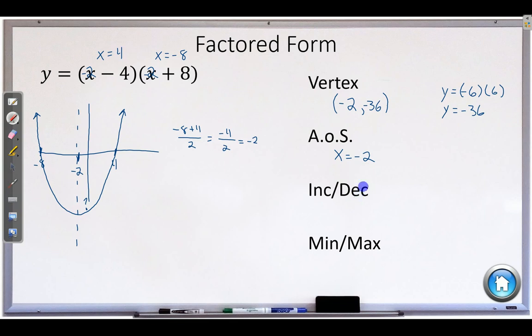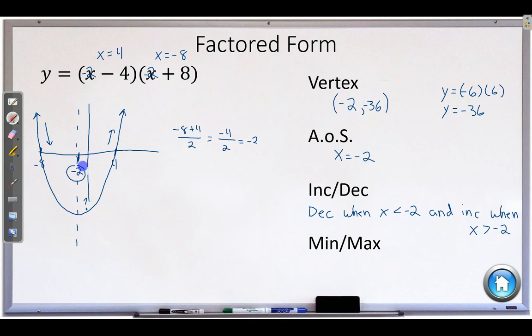All right, so we've got the vertex, we've got the axis of symmetry, and now increasing and decreasing. First our parabola is decreasing, and then our parabola is increasing. Where does it stop doing one and then start doing the other? Right here at negative 2. So first we are decreasing when x is less than negative 2, and then increasing when x is greater than negative 2.